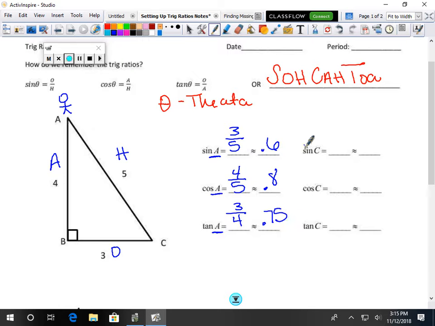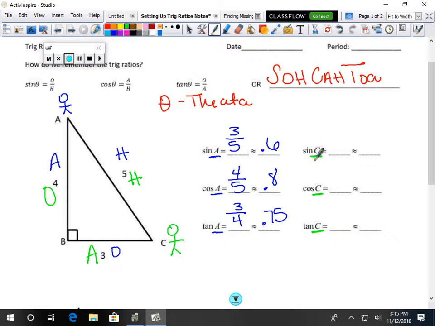Now we're going to switch angles, and we're going to do angle C. I switched colors, and I'm going to come to angle C and draw my stick man. H doesn't move. It's always across from the right angle. So H stayed the same, but our opposite and our adjacent changed. From angle C, opposite now is the side that's 4, and adjacent is the side that is 3.